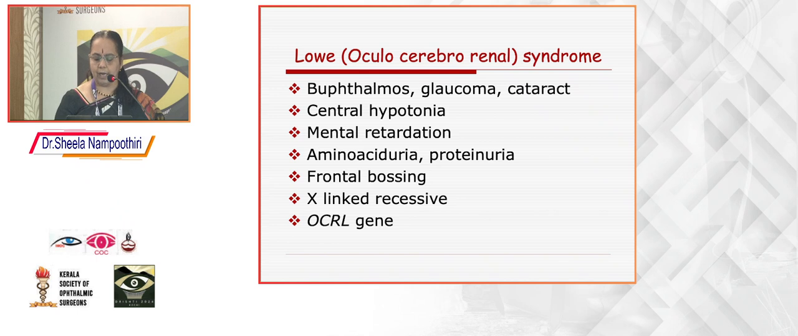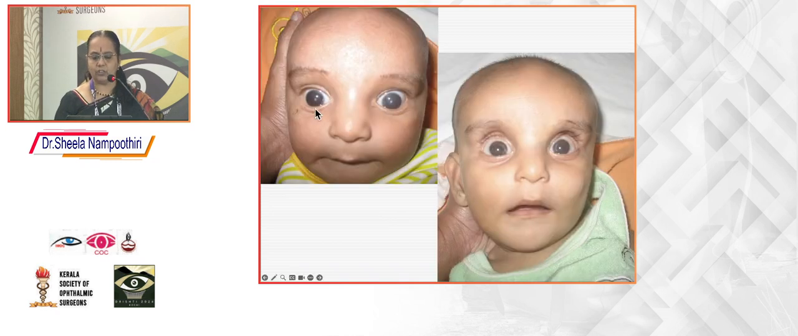The gene is OCRL, and we can offer that the chance of a woman who is a carrier for Lowe syndrome to have another male child with the same disease is 50%. So this is a child with Lowe syndrome with bilateral cataract at birth, and he also had severe glaucoma, and this is after cataract extraction. But for this condition, there is no treatment. Usually these children will die by 2 years of age.